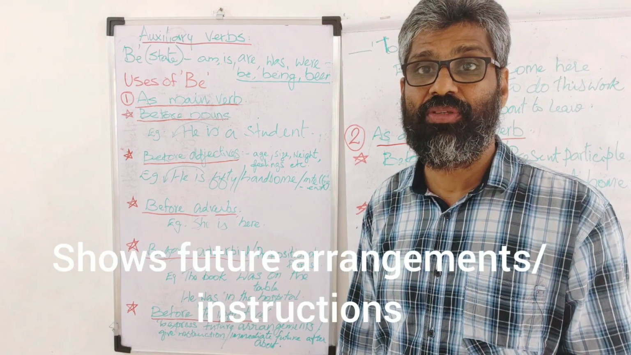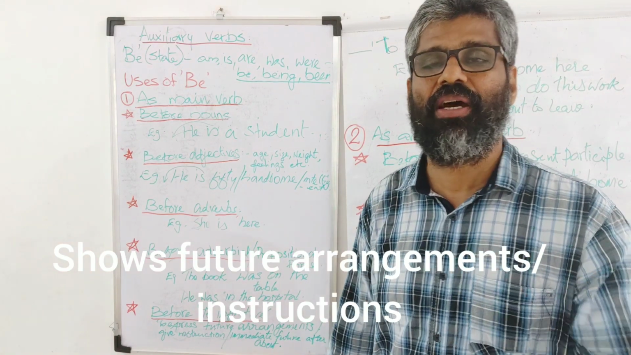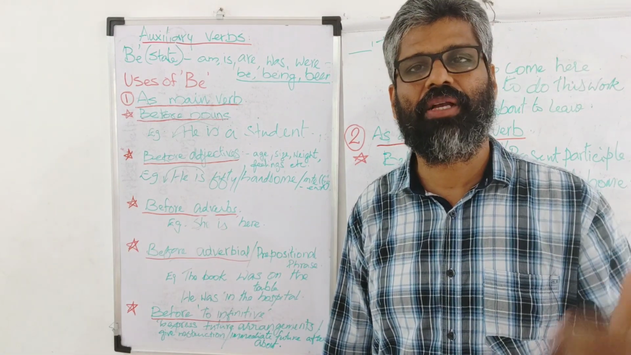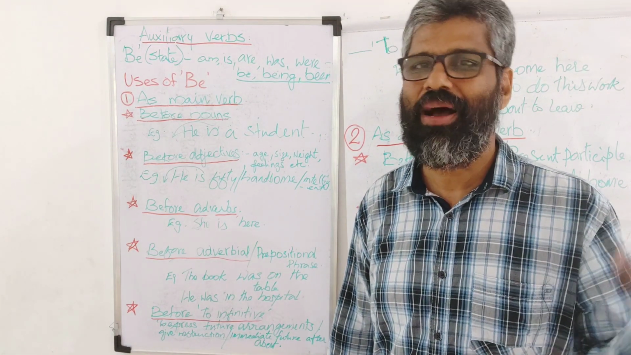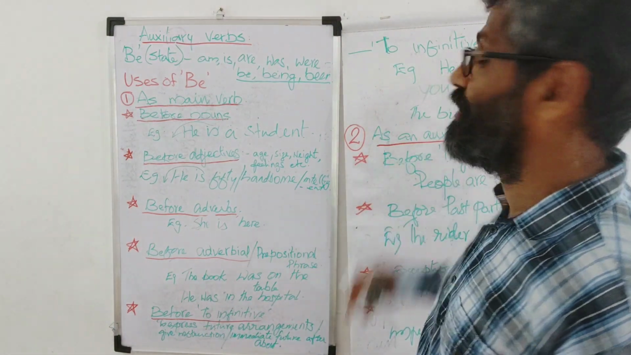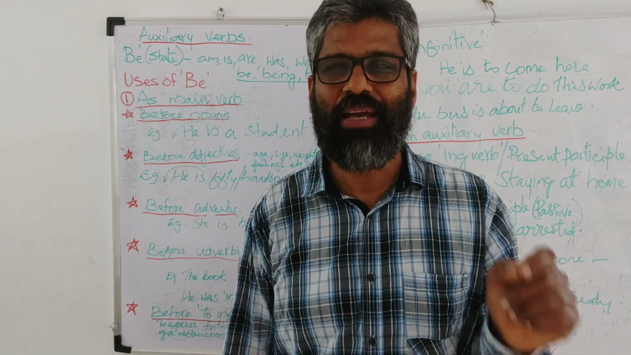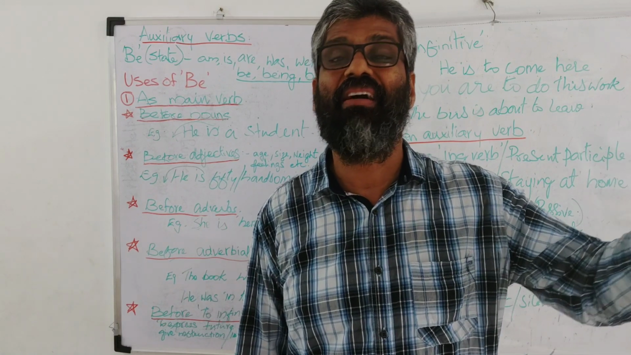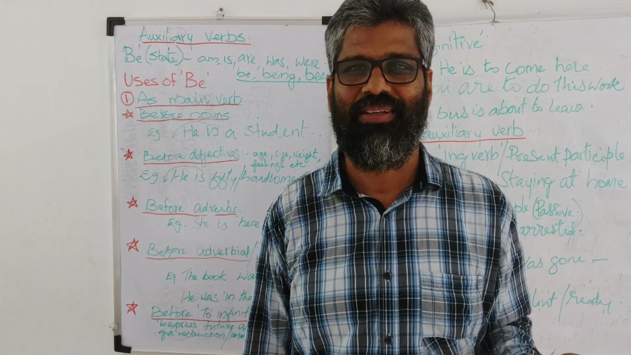Now, when we use to infinitive after be, what does it mean? This shows an arrangement, a future arrangement. For example, he is to come. He is to come here. That means we made an arrangement earlier.